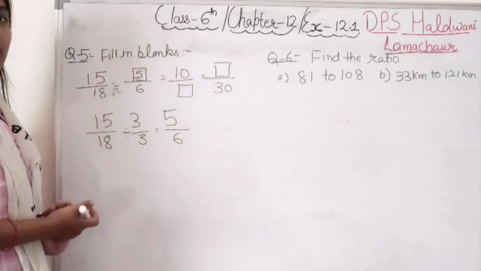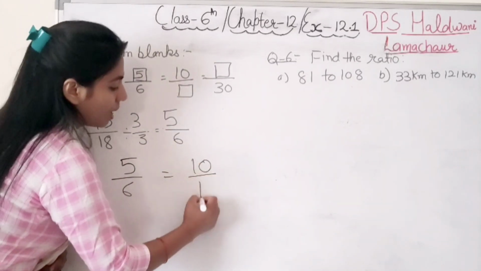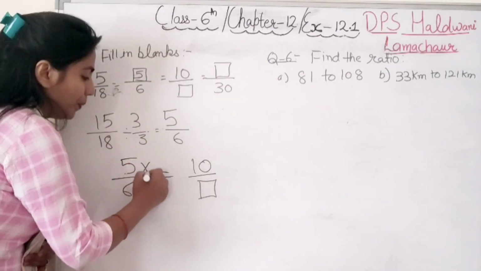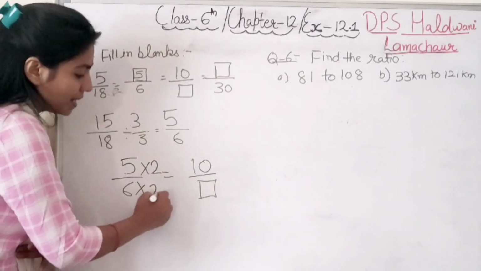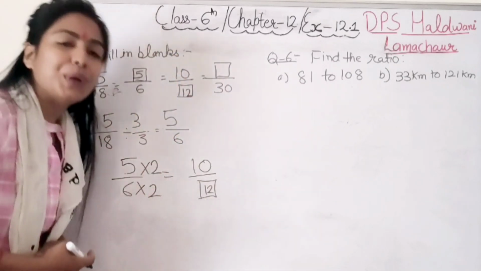Now coming to the next part. 5 by 6 is equal to 10 by blank. So how has it come? Student, when we multiply 5 with 2, then you get 10. So the denominator also gets multiplied by 2: 6 twos are 12. It means in the blank, it would be 12.